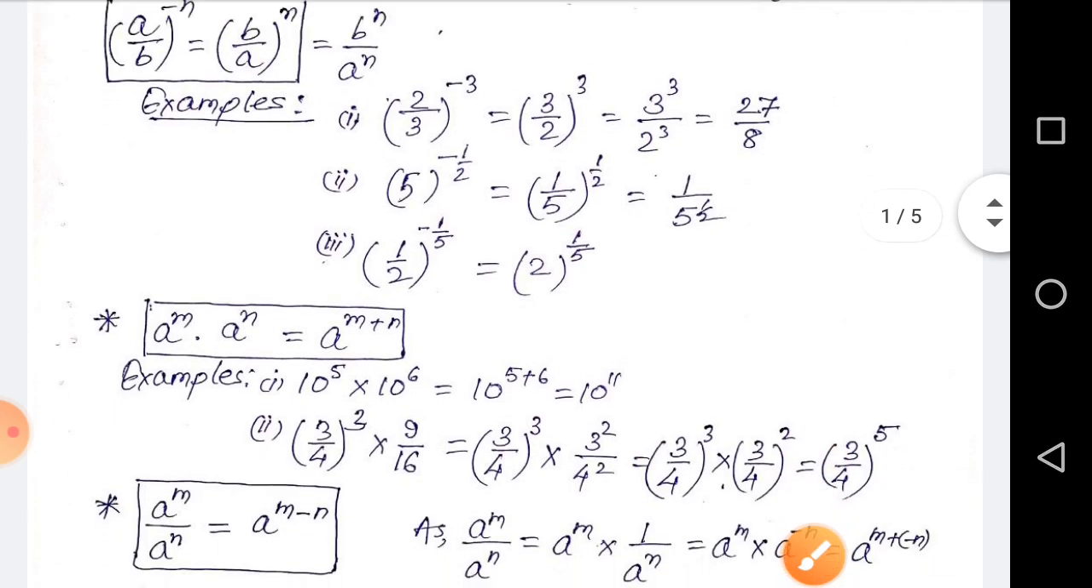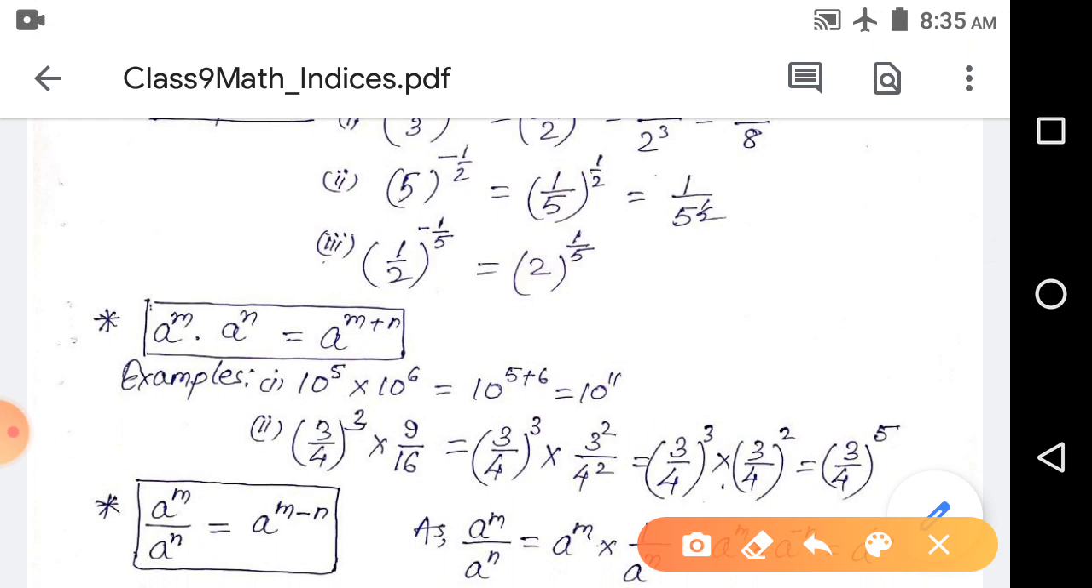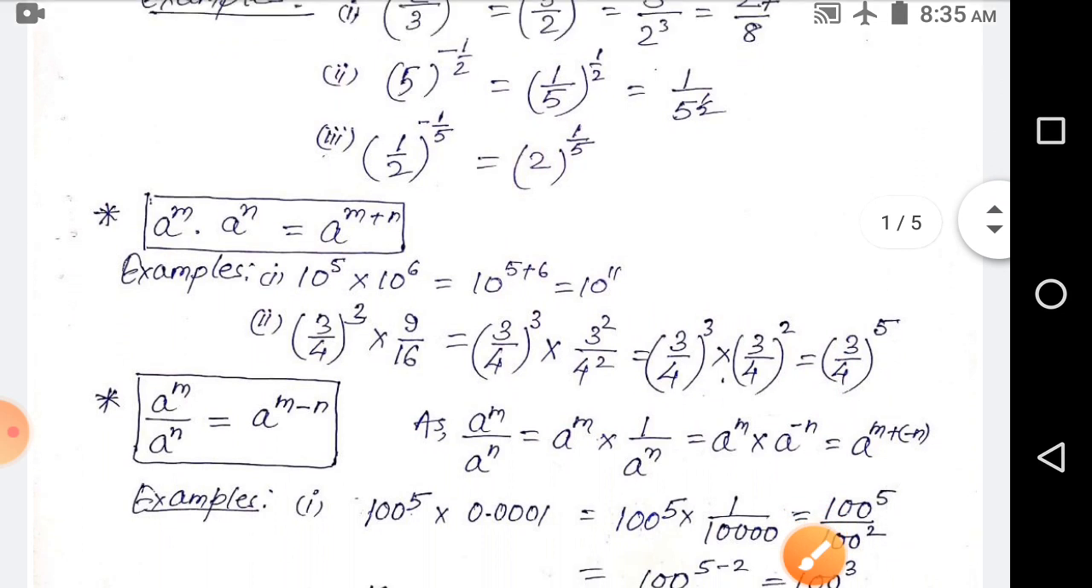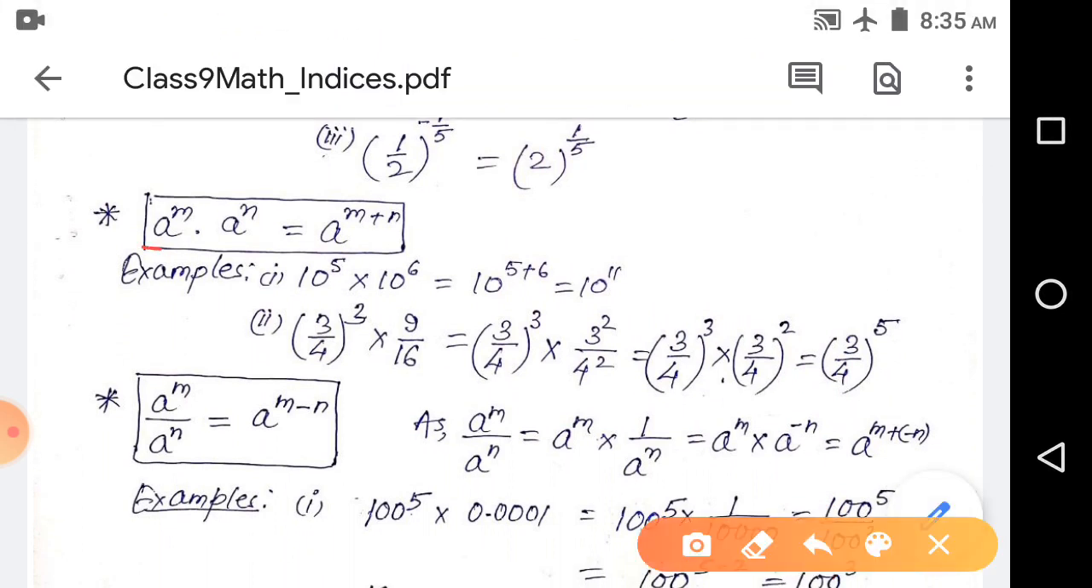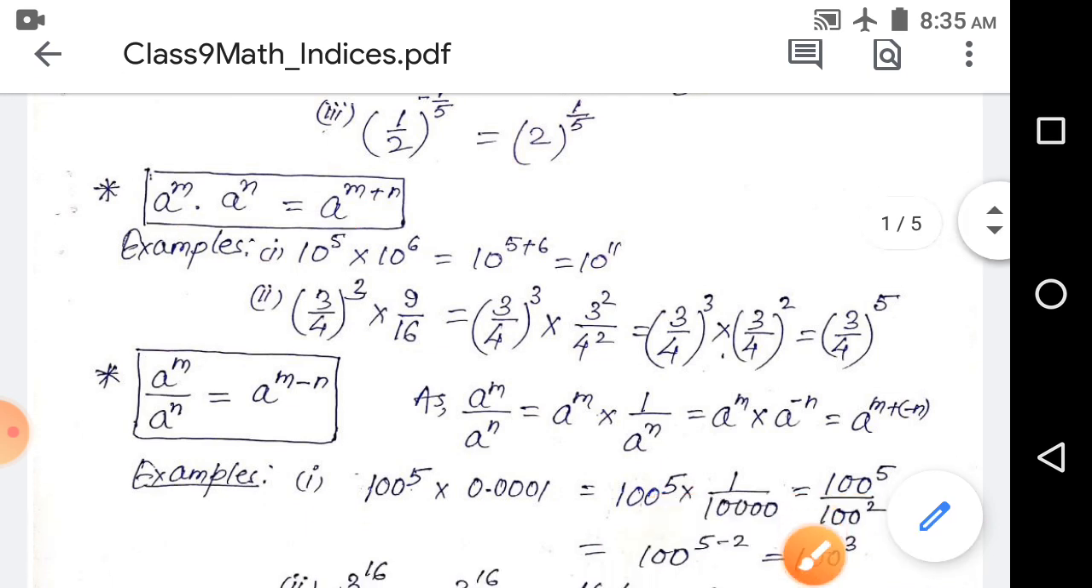Now here we have the next formula: two same bases with different indices, one is m and the other is n, and when those are multiplied, we will take the same base and add the exponents. If it is a to the power m into a to the power n, then it can be written as a to the power m plus n. The exponents are added. See, we have some examples.